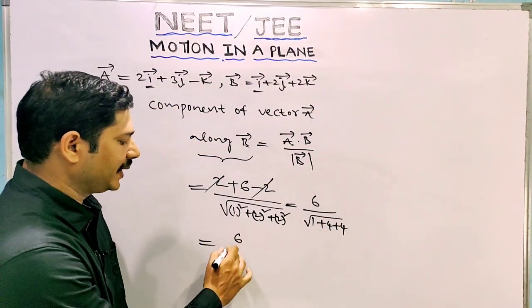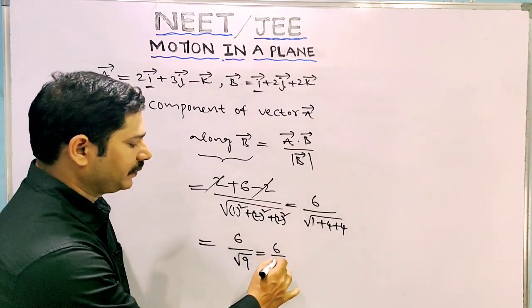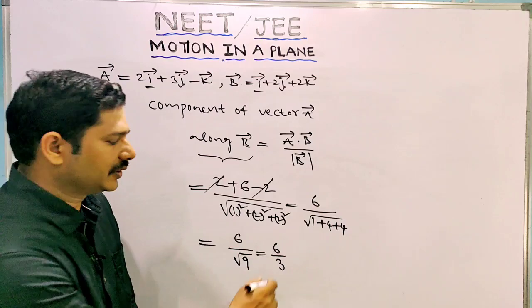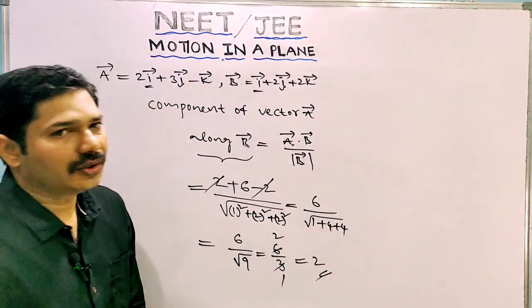Total, 6 by how much? Root 9. Root 9 value? 3. So 3 1 ja, 3 2 ja. So therefore, the answer is what? 2 units.